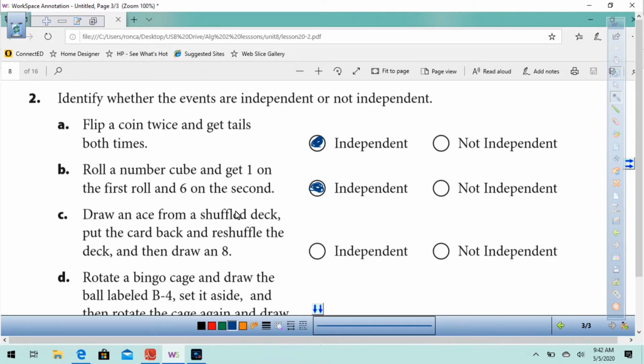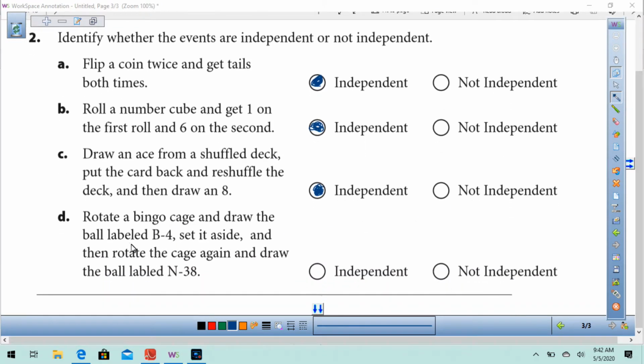Draw an ace from a shuffled deck, put the card back and reshuffle the deck, and then draw an 8. Independent, because on the second time, there were still 52 cards in there. There were 52 cards in the first draw, and there were 52 in the second.